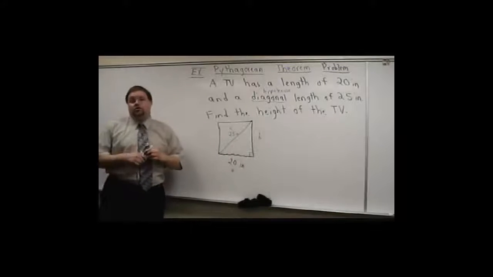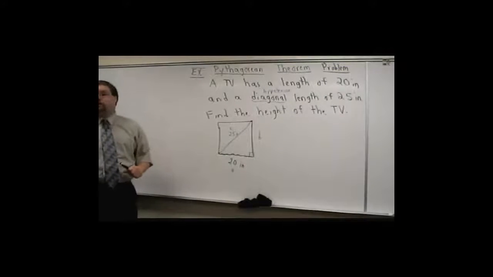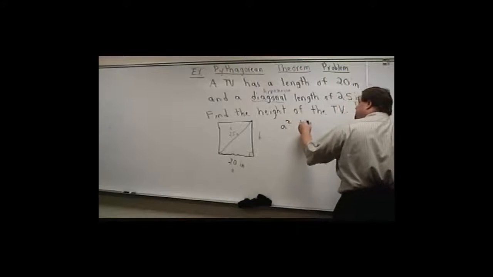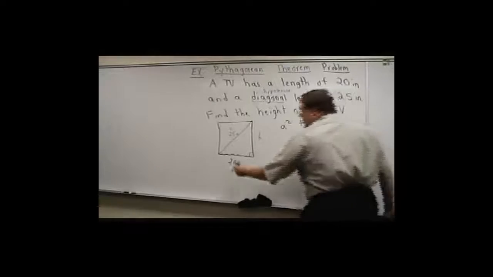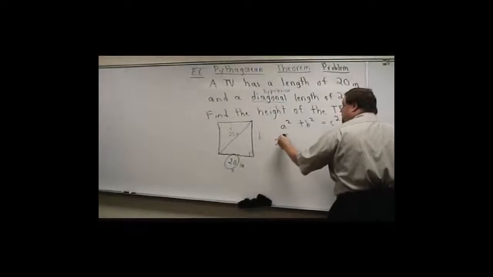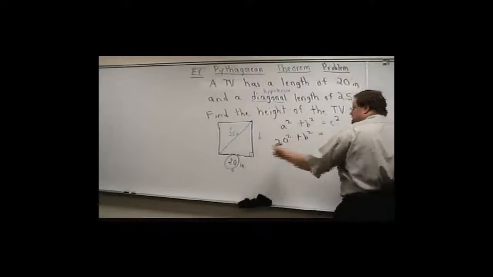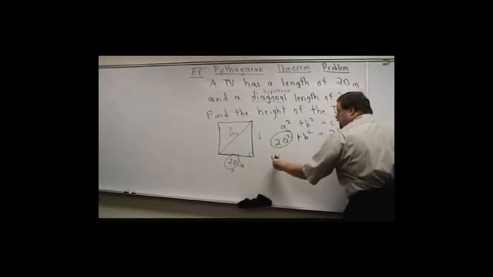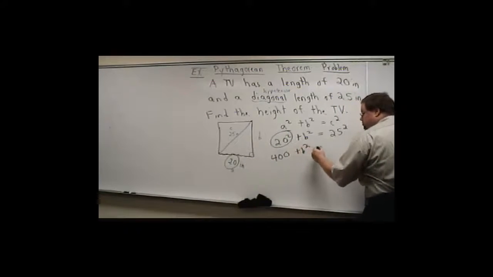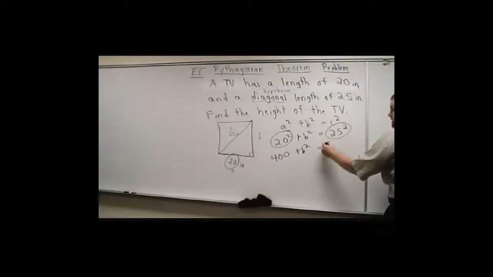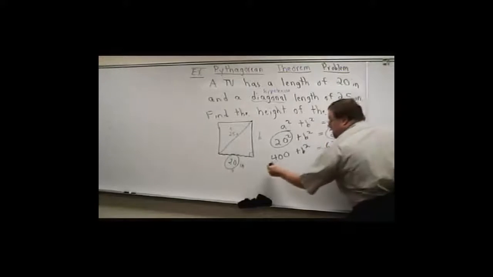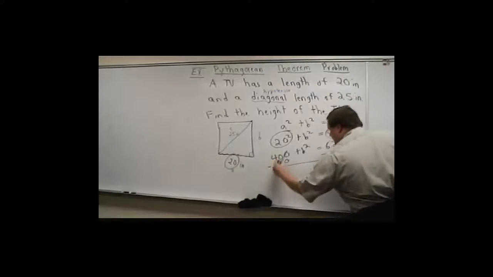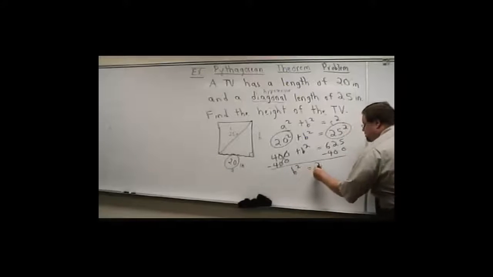So you have two ways to solve this. The first way is to use the Pythagorean theorem. A squared plus B squared equals C squared. So A is 20. So I do 20 squared plus B squared equals 25 squared. 20 squared is 400 plus B squared equals 25 squared. If you do the multiplication, it's 625. Take away 400 from both sides to get B squared alone, and I will have B squared equals 225.